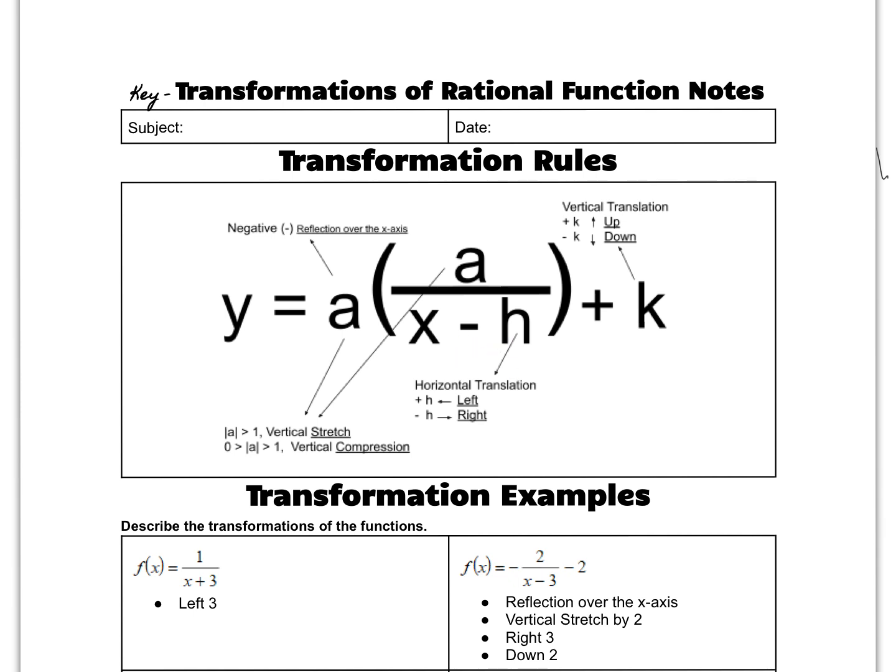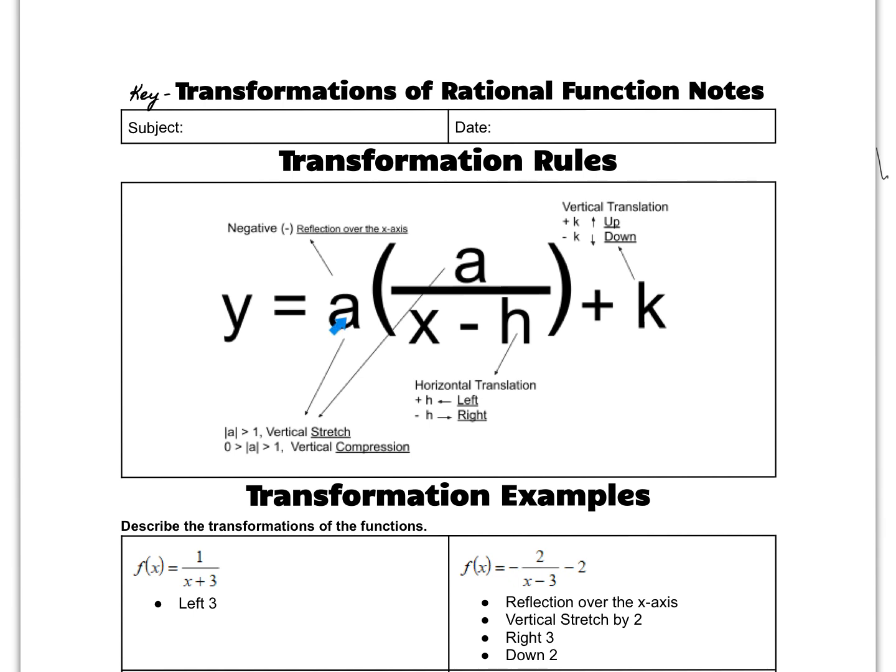Remember, if it's a plus h, it goes left, and if it's a minus h, it would go to the right. It's the opposite of what we would think. The plus k is the vertical translation, shifting up or down. If it's a plus, it shifts up like we would assume, and if it's a minus, it shifts down.